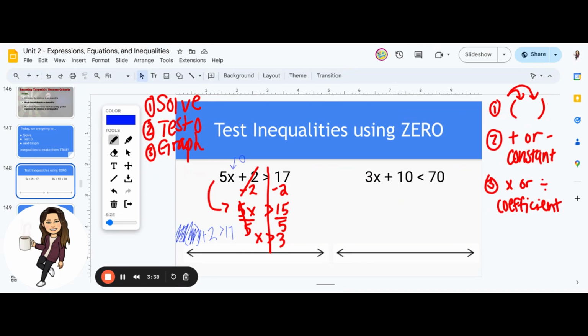So now you're asking yourself, is that a true statement? Is positive 2 greater than 17? And that is a no. So 0 does not work, and that means it goes away from 0. So away from 0.